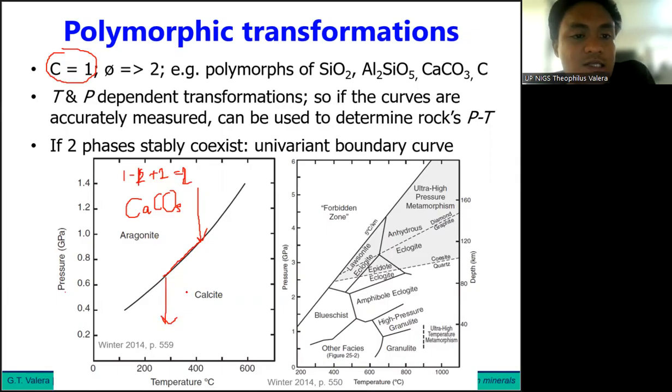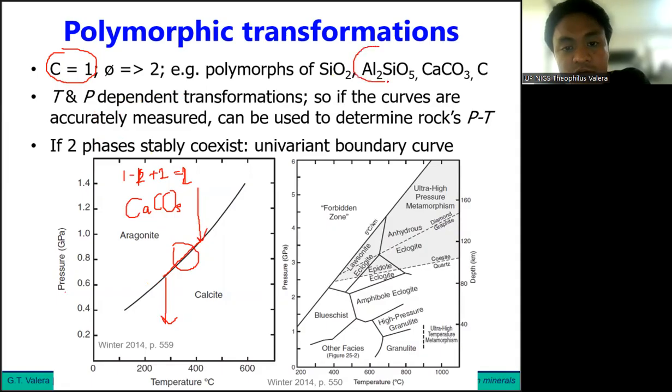Okay, so that's the simplest polymorphic transformation. That is how polymorphs work. And it also explains to you kung bakit sometimes you have metastable minerals like aragonite, for example, coexisting with calcite. It just means na hindi pa complete yung reaction ng bato na tinitingnan mo. Okay? Yan. So, polymorphic transformations are reactions that are dependent on temperature and pressure.